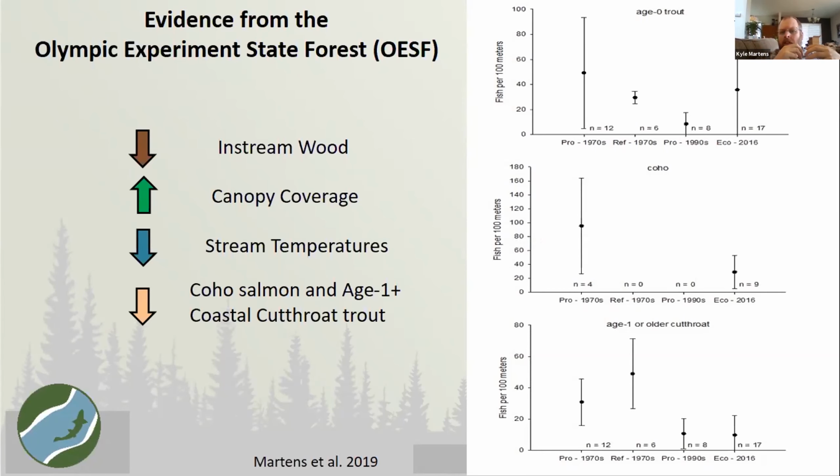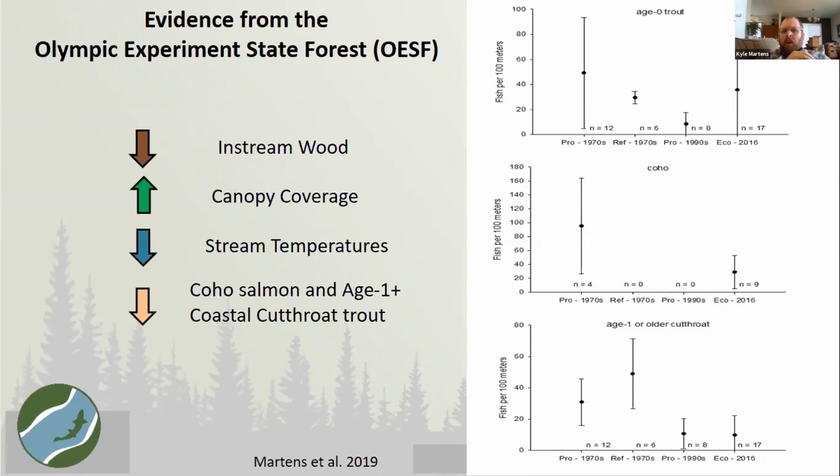Our canopy coverage has really gone up from what it was in the 70s. The harvested areas in the 1970s had the lowest levels that we found, and then they've gone up past the reference conditions and now to this really high level, into the 90s level of percent shade in our streams. With that, we've seen our stream temperatures decrease as well. When it comes to fish, we've seen kind of a mixed response.